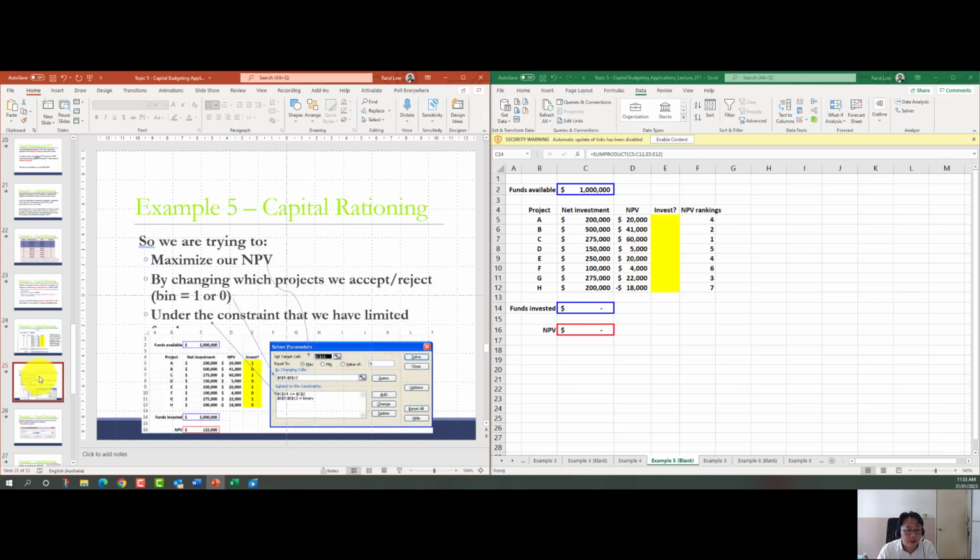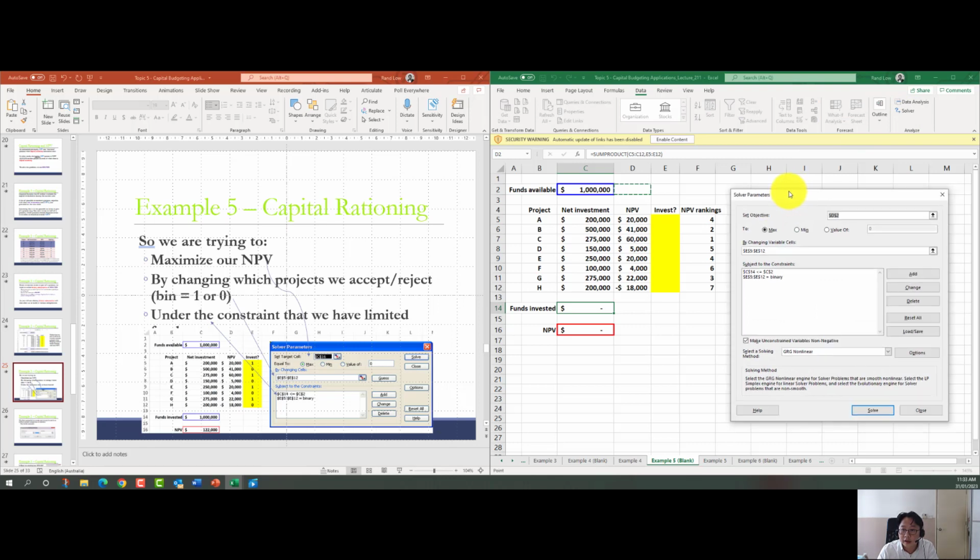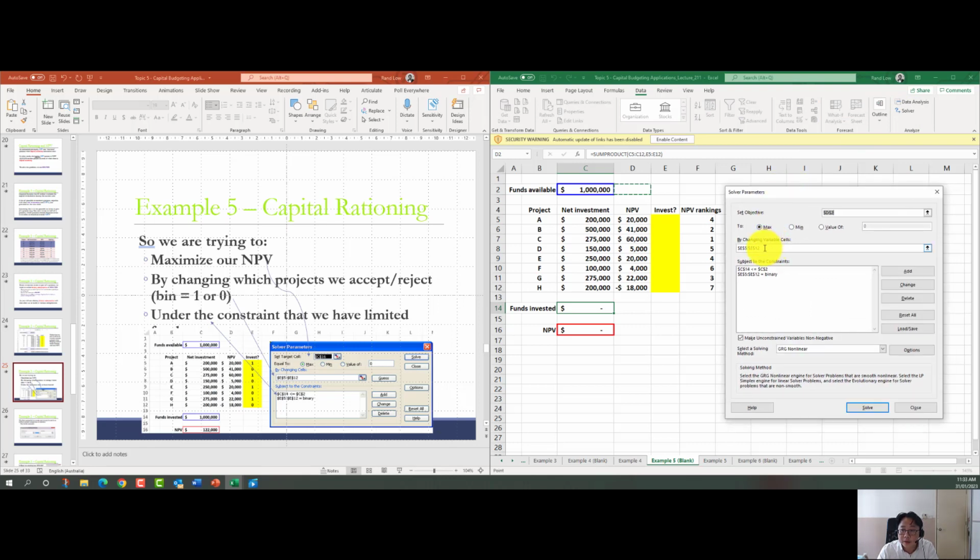So when we go into the solver, let's see what we have. We allow it to change E5 to E12. That's the invest column here, right? So we say you can change these variable cells, E5 to E12. We tell it that E5 to E12 have to be binary, which means it has to be a 1 or a 0. We tell it that C14, which is the funds invested, must be less than or equal to C2.